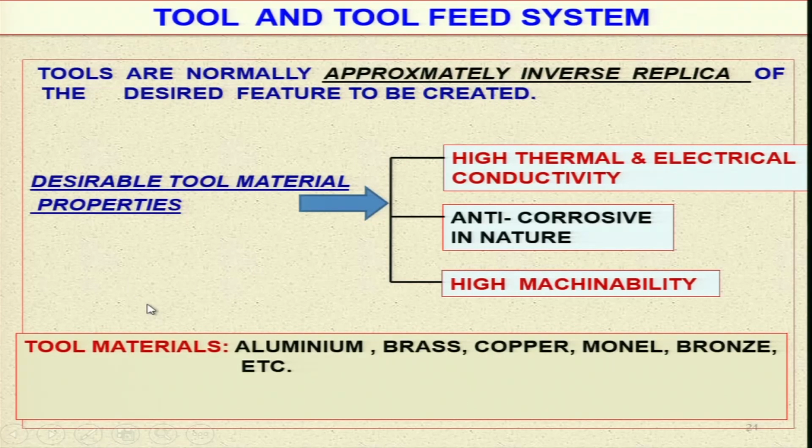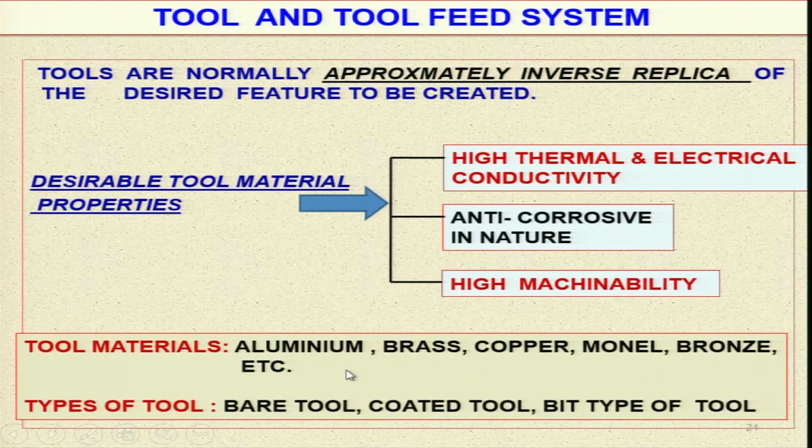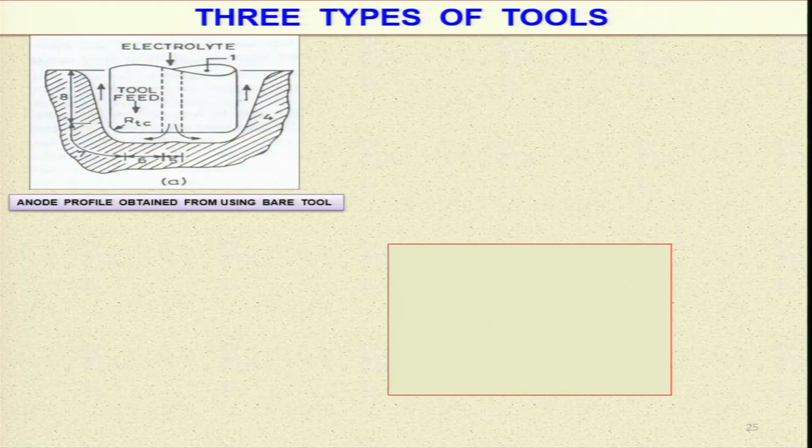Tool materials commonly used are aluminum, brass, copper, monel, bronze, etc. And the types of tool can be bare tool, coated tool, and bit type of tool. Again, this is very important for both ECM as well as ECMM, and I will show you different types of tools a little later. Three types of tools are there.